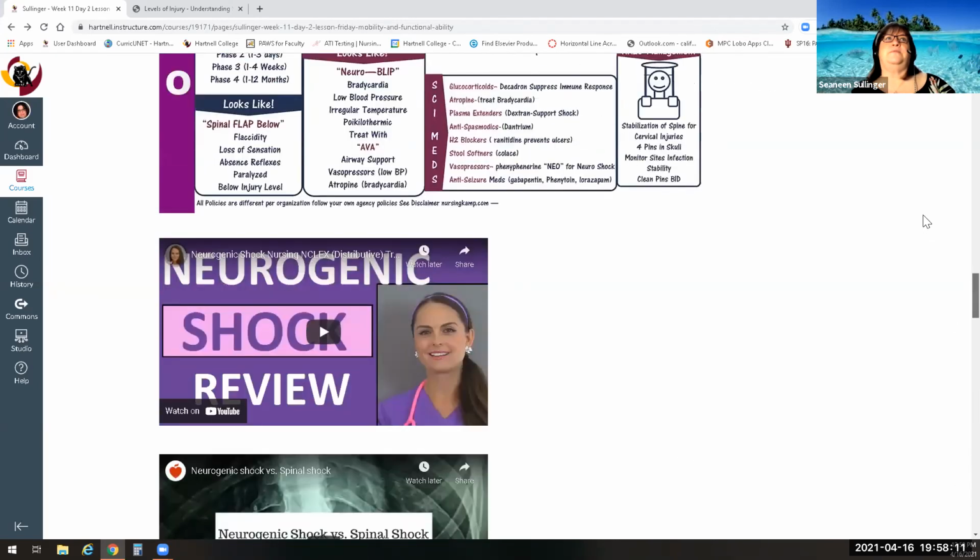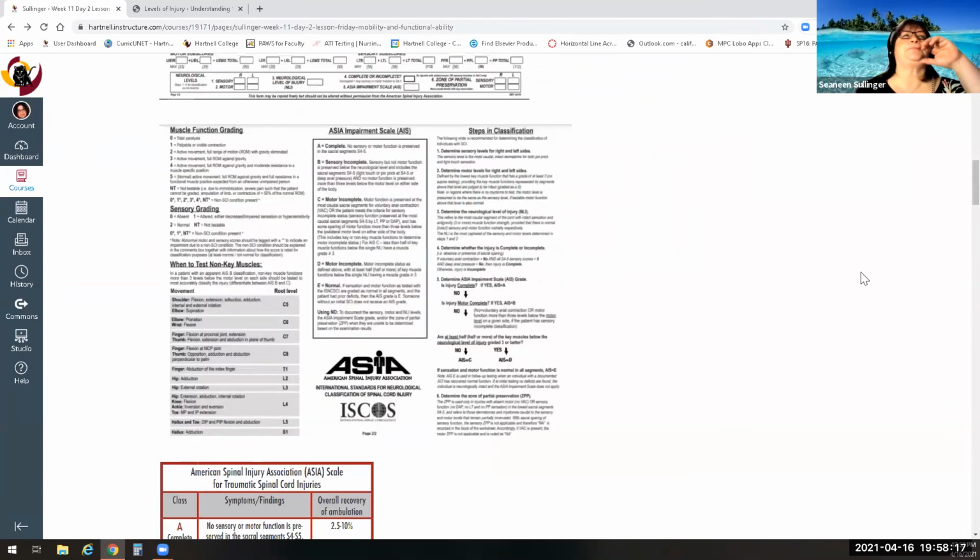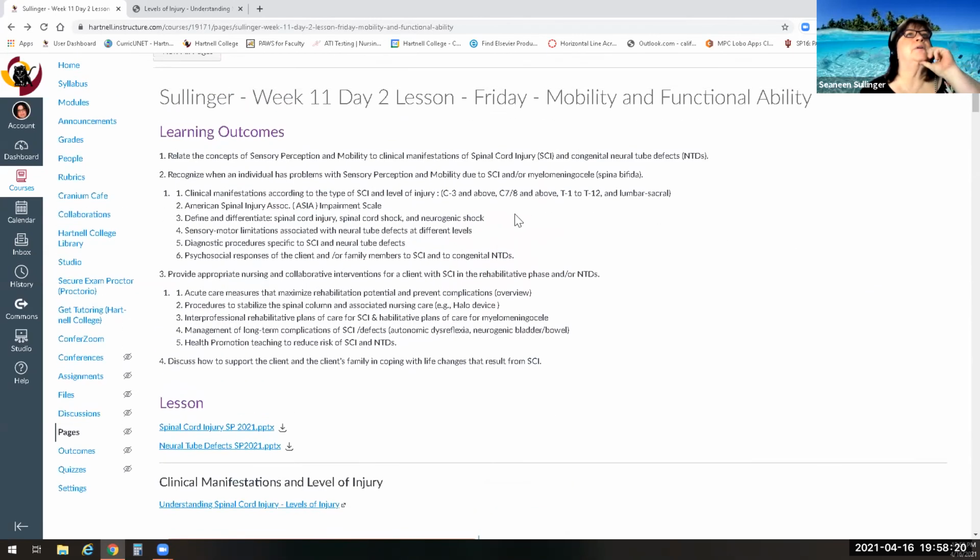So let's go back up, make sure we've hit most of our objectives here. We went over that. So I think we're on to long-term, we talked about that. Rehabilitative plans of care, talked about halos, the C collars, rehab potential, right? Okay. So let's talk about how to support the client and family. We talked about health promotion for neural tube defects. What kind of health promotion teaching could you do to reduce the risk of spinal cord injury?